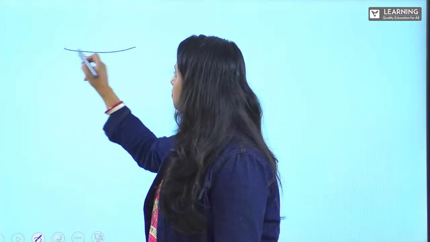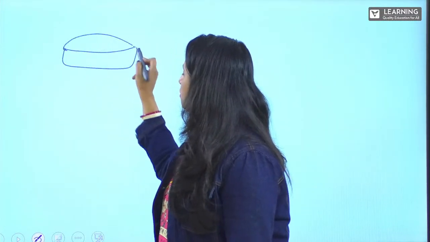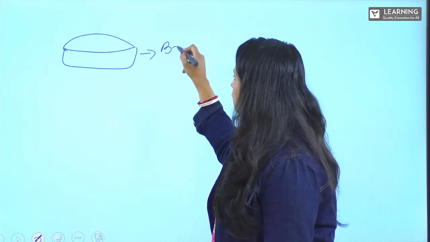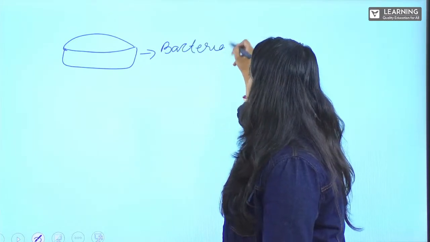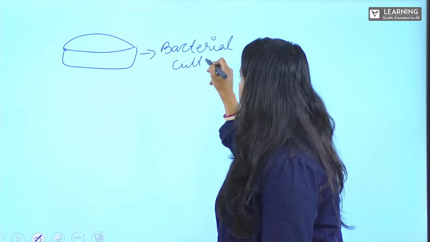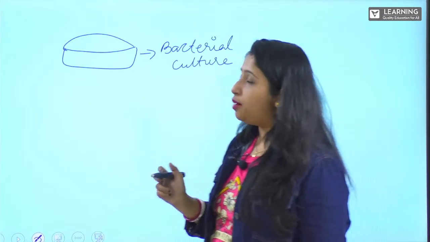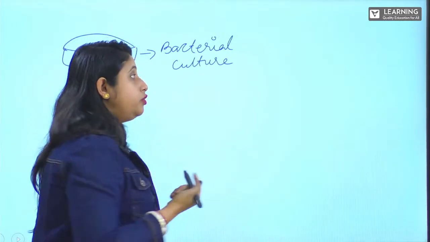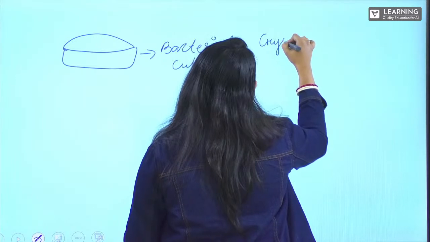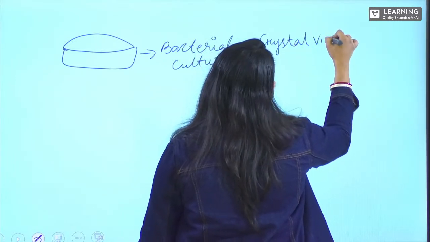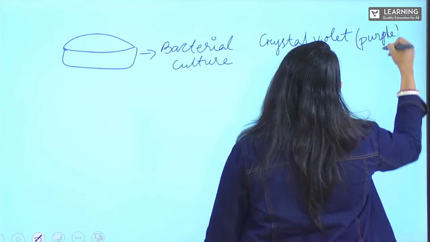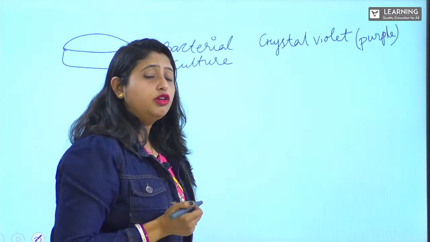For the process of staining, what do we need? We need the petri dish. Then we need the bacterial culture which we are going to use, right? Then what happens in the process of staining? We have to use the crystal violet stain. This crystal violet gives the purple or violet color.